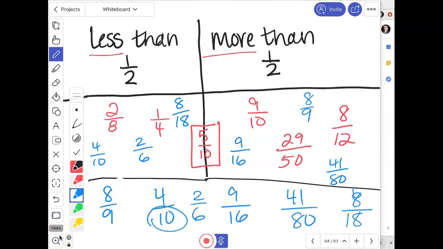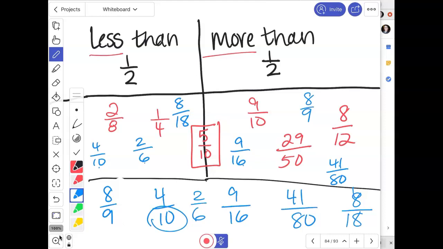Okay, so here's what I came up with. Less than half was 4/10, 2/6, and 8/18. Because half of 10 is 5, 4 is less than that. Half of 6 is 3, 2 is less than that. Half of 18 is 9, and 8 is less than that. And then over here for more than a half, I had 9/16 because half of 16 is 8, 9's more than that. Half of 80 is 40, and one more is 41, so this is more.